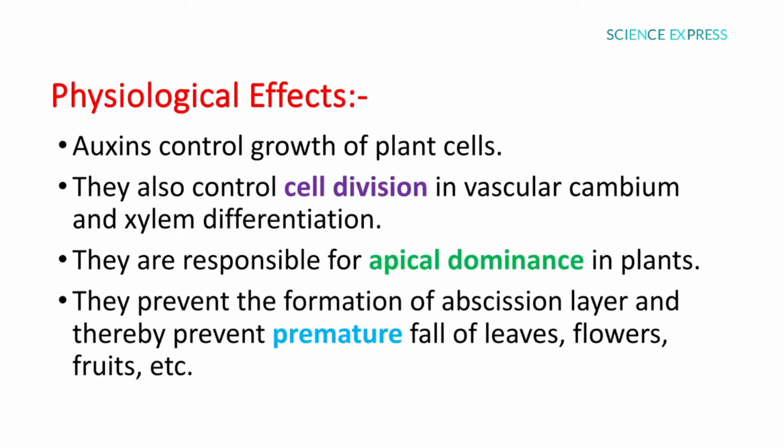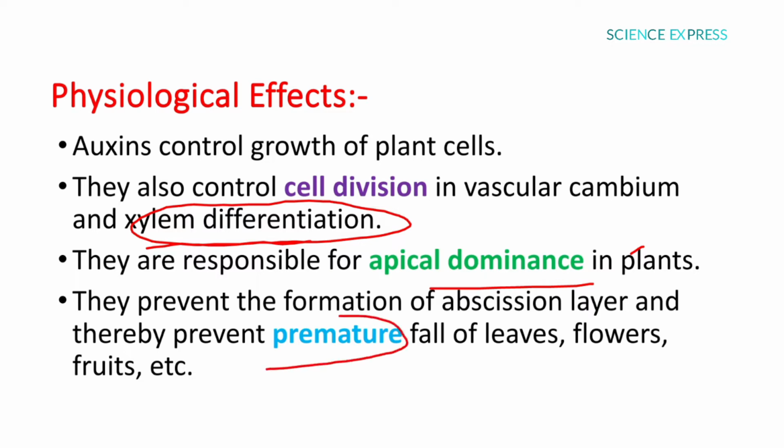Now let's discuss the physiological effects of auxin. Auxin controls the growth of plant cells. It also controls cell division in vascular cambium and helps in xylem differentiation. It is also responsible for apical dominance in plants. Clear? That means auxin promotes growth in the apical bud region and inhibits growth of the lateral buds. This is called apical dominance. Auxin also prevents the formation of the abscission layer and thereby prevents premature fall of leaves, flowers and fruits.